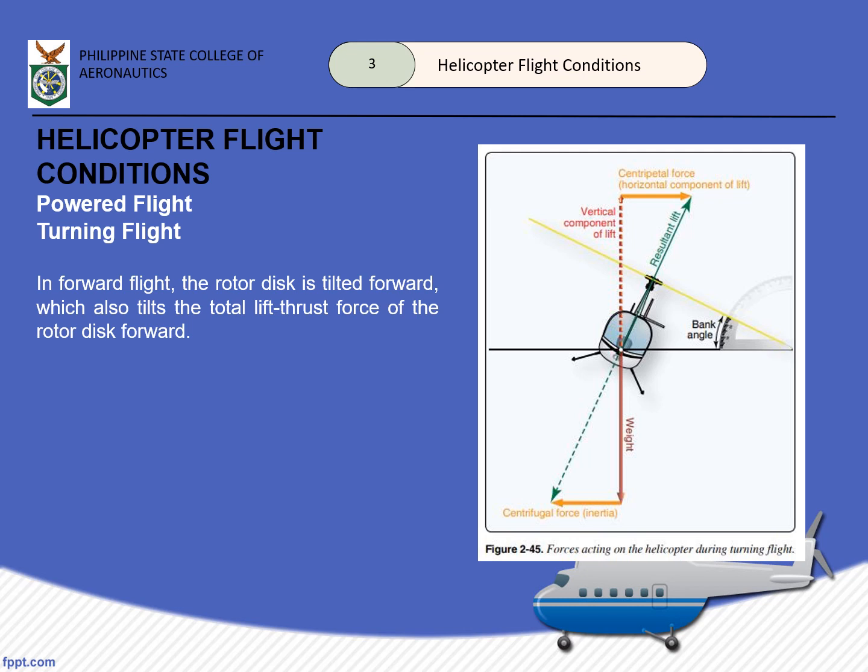Yung upward component which counteracts yung weight is called the vertical component of lift, while yung horizontal component naman, which opposes the centrifugal force, is the horizontal component of lift, also referred to as the centripetal force.